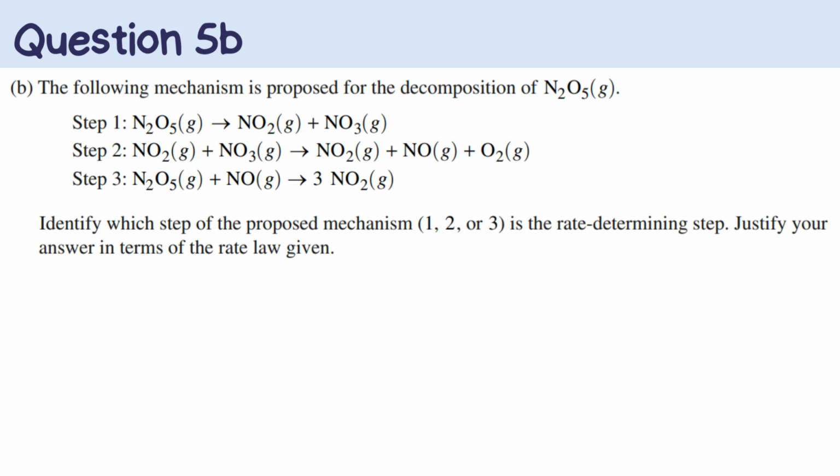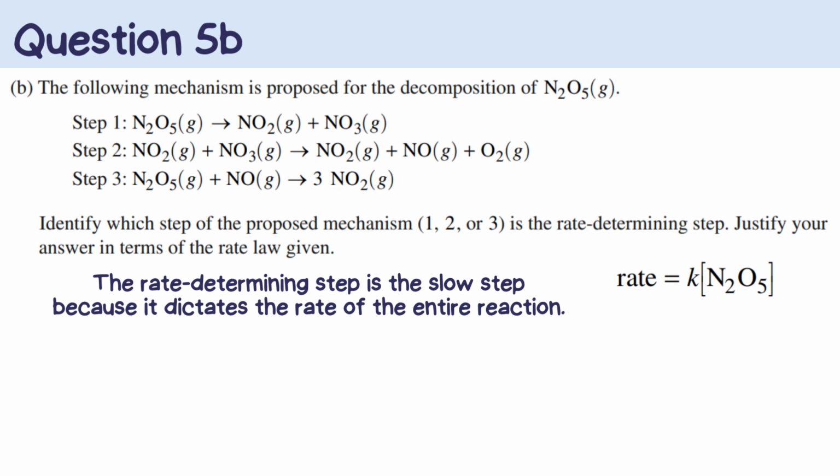Now moving on to part 5b, we have some mechanisms, and we're asked to identify which one matches the rate law given. As a reminder, this was the rate law they gave at the beginning of the question, and now we have to find out which mechanism is the same in terms of the rate law. It's first good to know what the rate determining step is. The rate determining step is the slow step because it dictates the rate of the reaction.